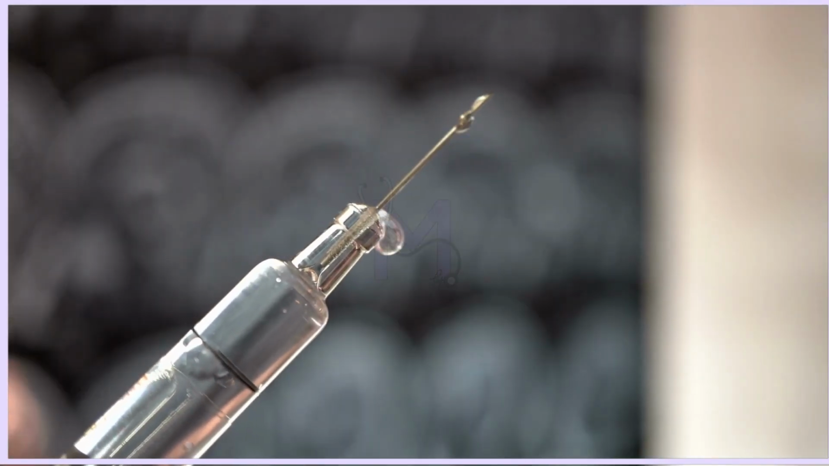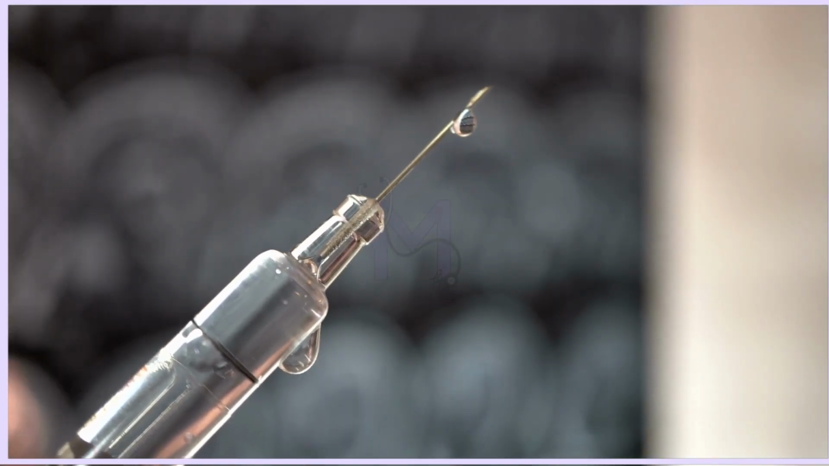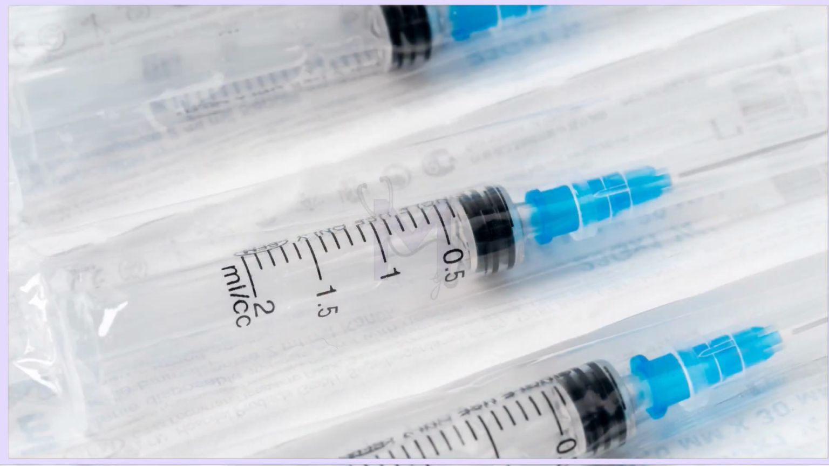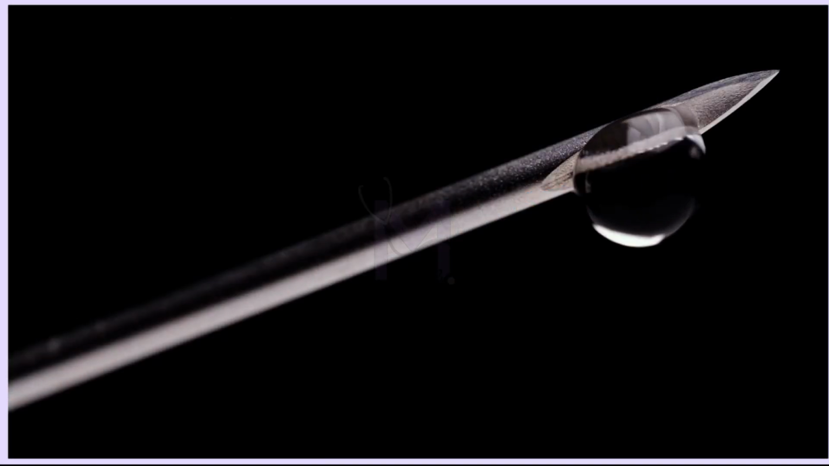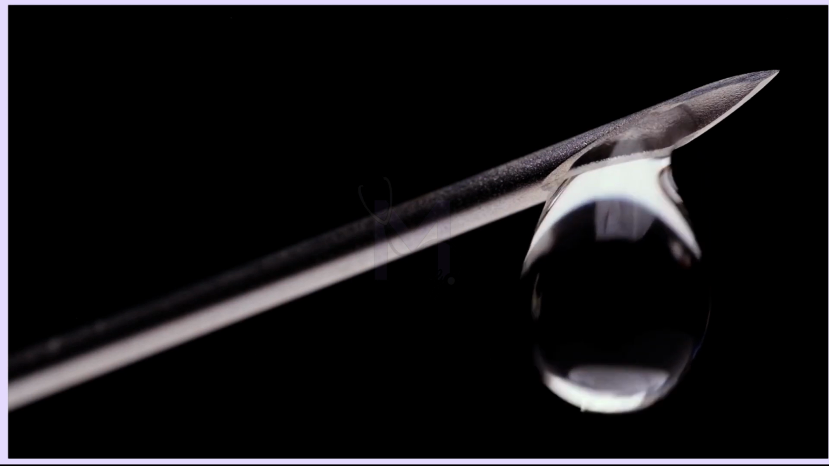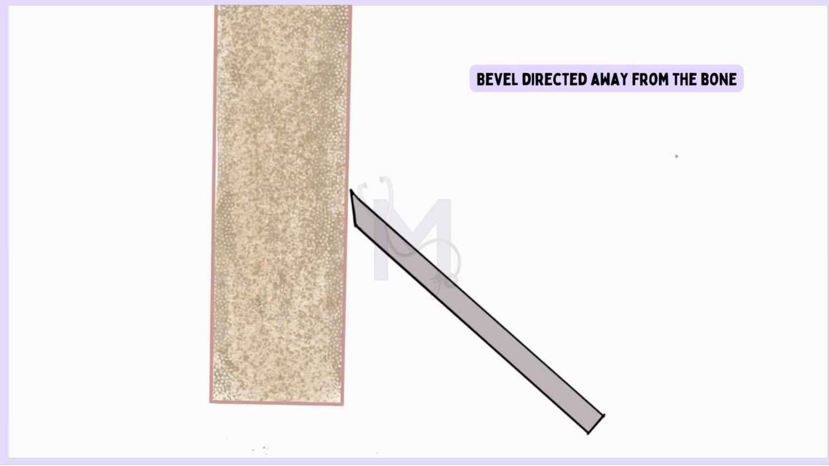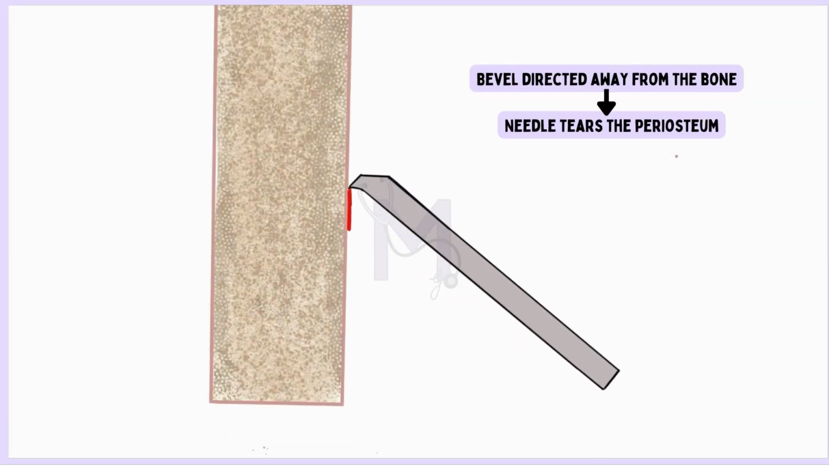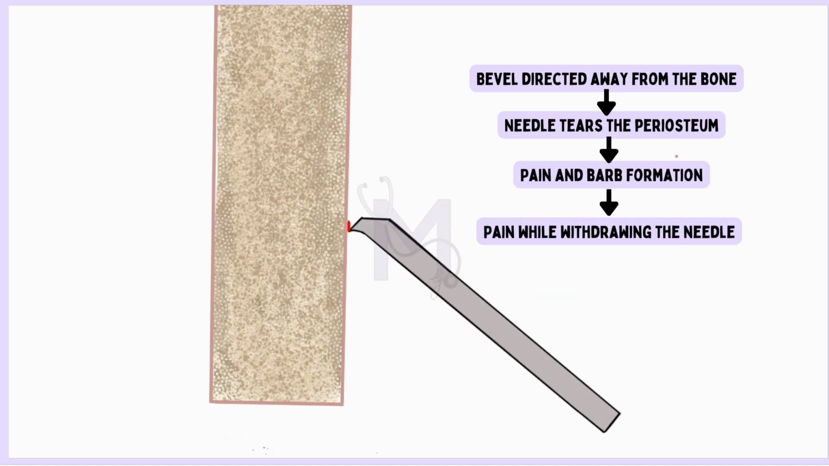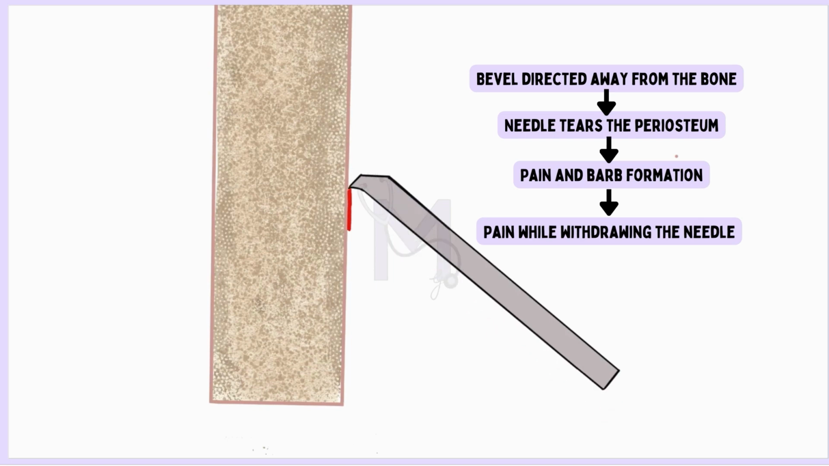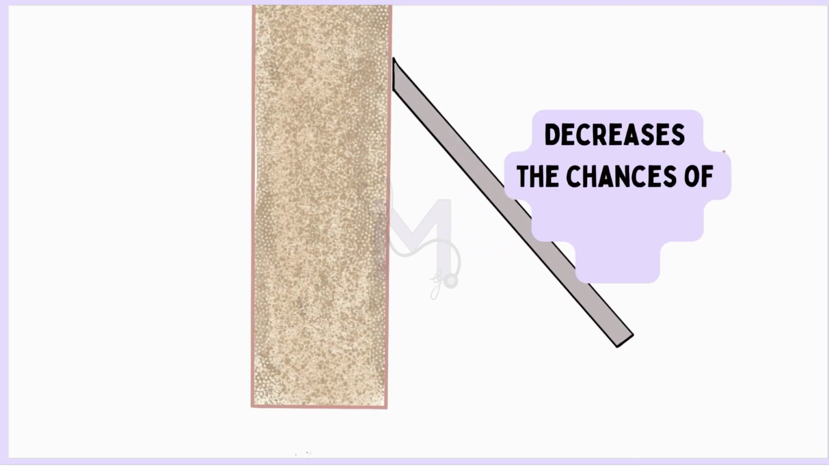A sharp needle would easily pierce through the soft tissue with minimal discomfort. With the use of disposable syringes, this problem is rarely encountered. Another important aspect while using the syringe is the direction of the bevel. When the bevel is directed away from the bone, the needle tears the periosteum, leading to pain and barb formation, which will lead to pain while withdrawing the needle. Hence, the bevel must be directed towards bone such that the needle slides over the periosteum. This decreases the chance of periosteum tear.